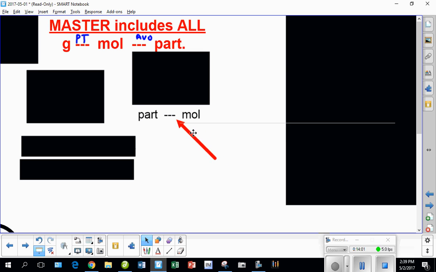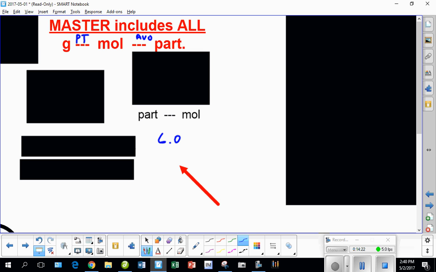Okay, on the periodic table, you get the grams that equals 1 mole. When we are going to moles from particles, Avo is the number of particles that equals 1 mole. And so, essentially what you have is 6.02 times 10 to the 23rd particles is equal to 1 mole. And so the mole is at the top and the particles are at the bottom.